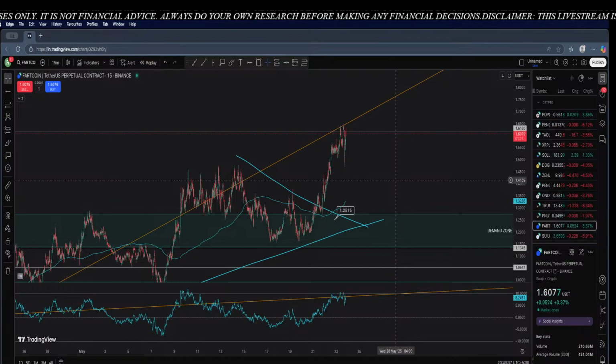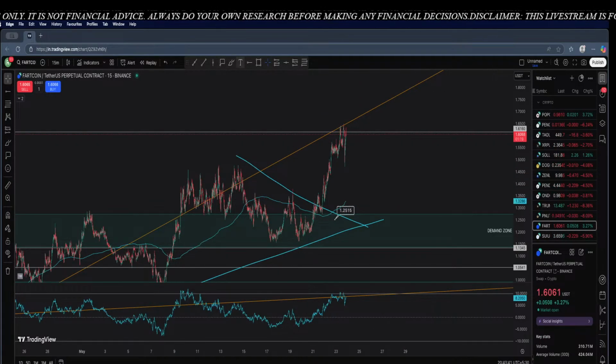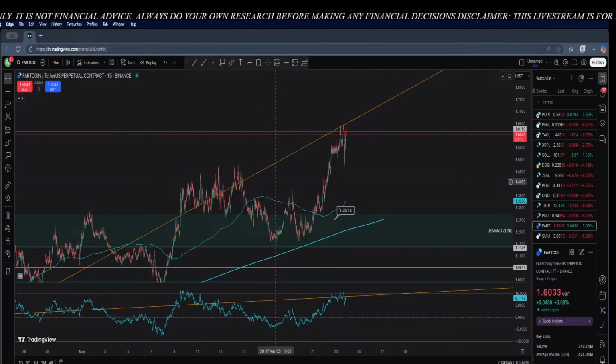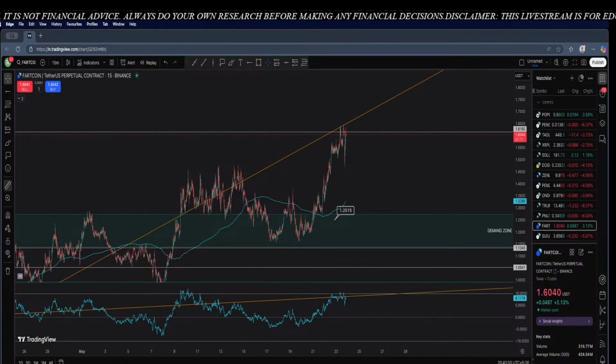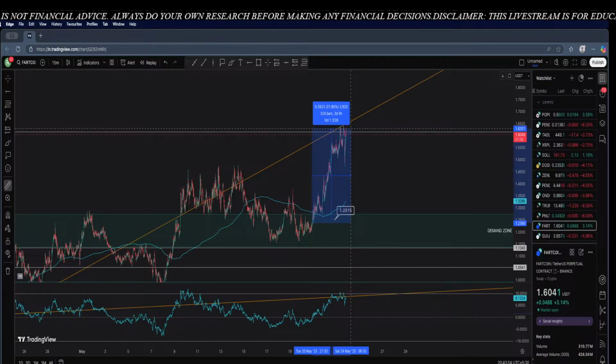Fartcoin, damn. That's a pretty big move on Fartcoin as well. Look at this. Crazy move. I had mentioned that we are looking quite bullish on Fartcoin and we did get a massive move from this demand zone. What was it? 31%. Crazy.